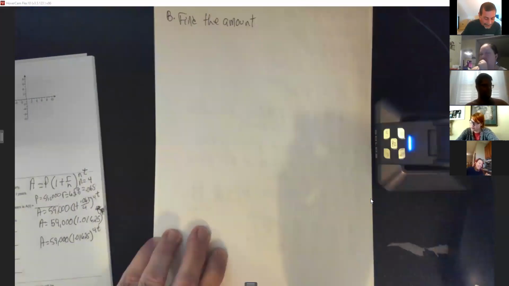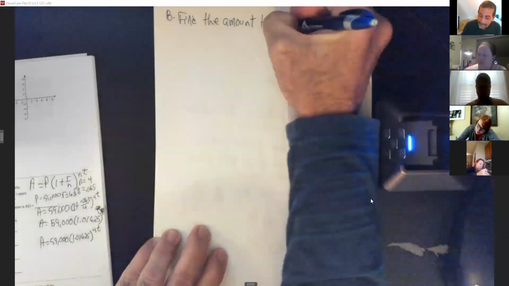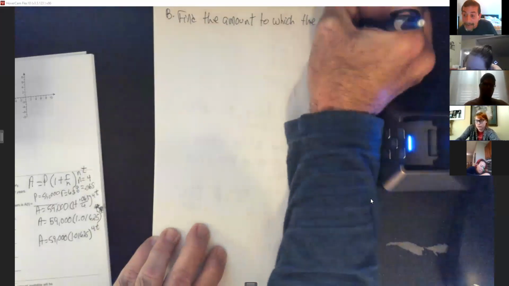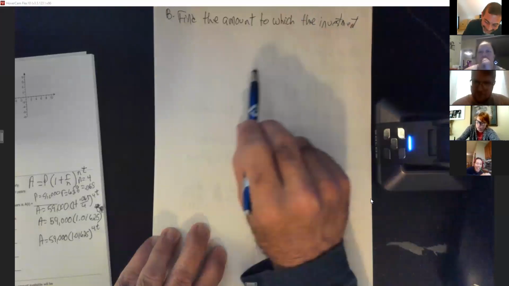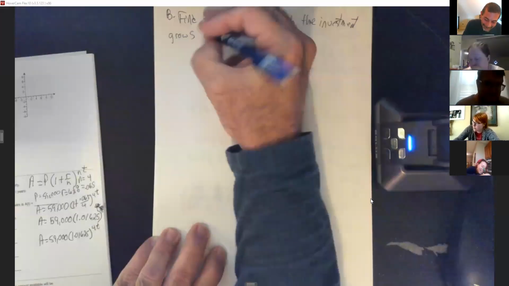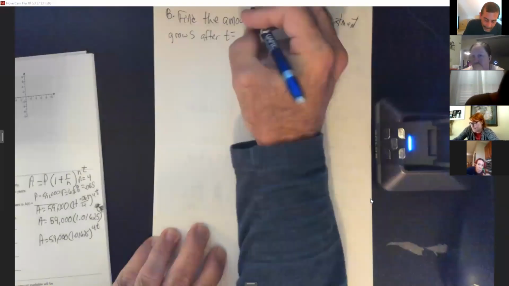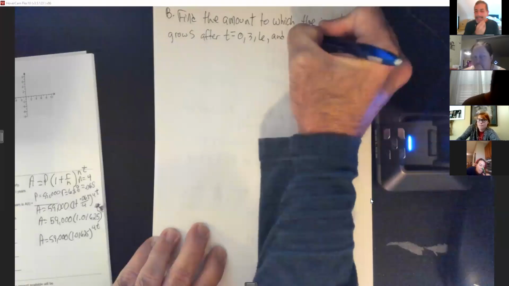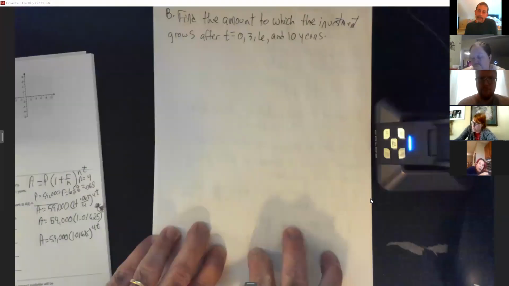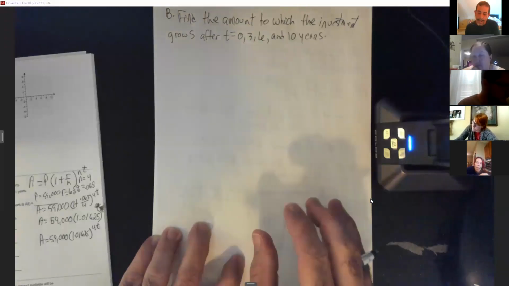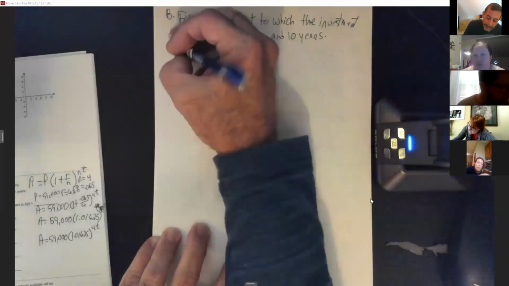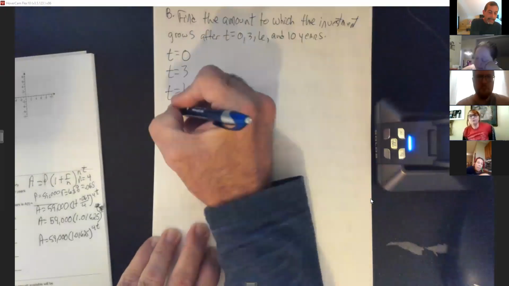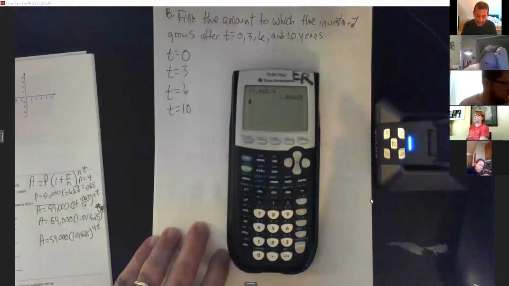So now find the amount to which the investment grows, or you could say the money grows, after T equals 0, 3, 6, and 10 years. So basically, I've got to take the formula we just came up with and put in these 4 numbers and get 4 different answers. We know T: T equals 0, 3, 6, and 10. So basically, that formula we just came up with, I had what?